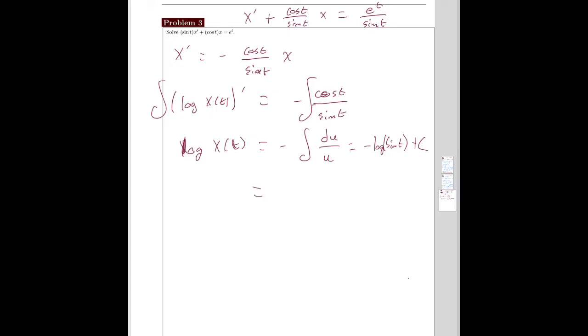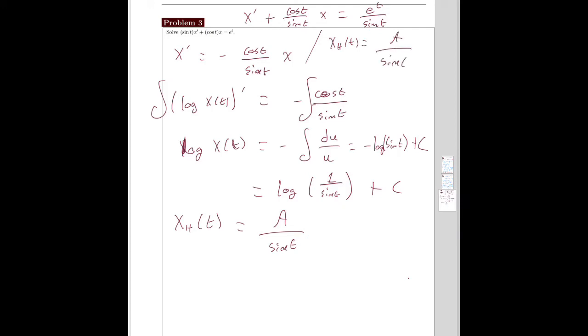Okay, and so this is equal to log of 1 over sine of t plus c. Okay, so now if I raise both sides to the power of e, it tells me that the solution to the corresponding homogeneous equation is equal to some constant divided by sine of t. Okay, so let me just write that up here. xh of t is equal to a over sine of t.